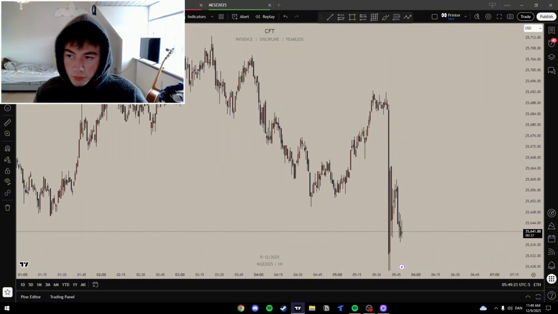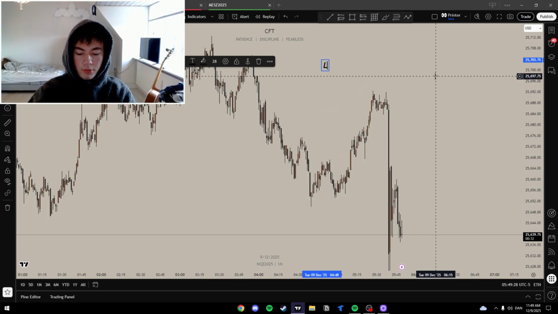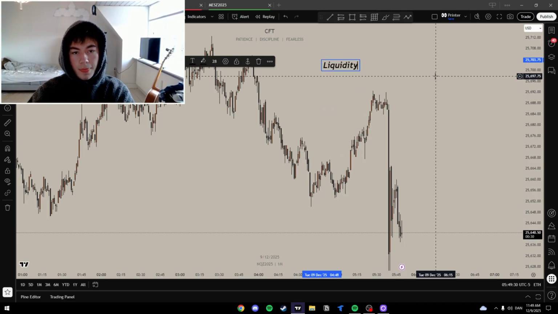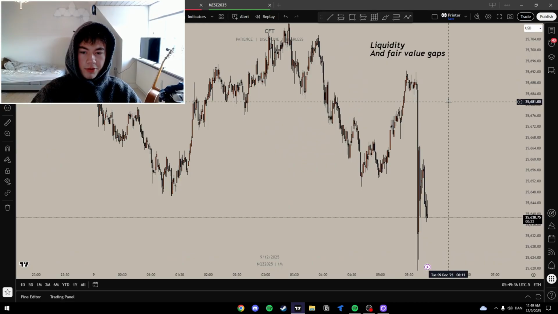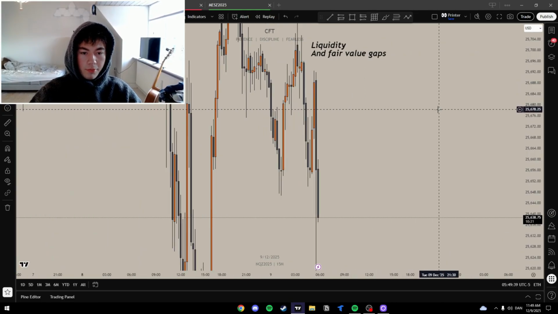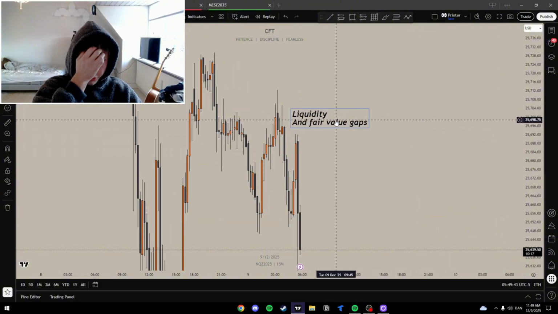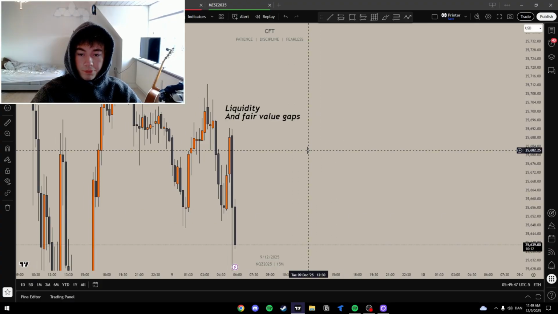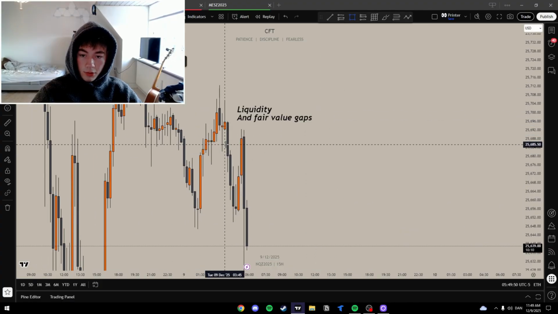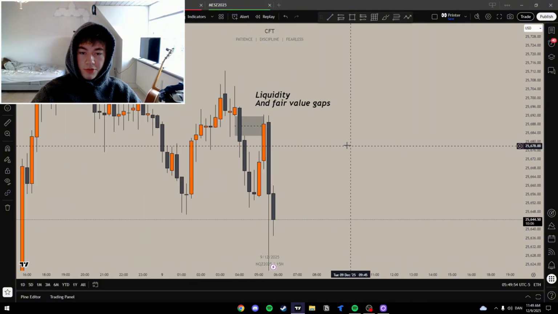Alright, so what I focus on when I trade the retracement model, I just focus on liquidity and fair value gaps as well. That's the main thing I focus on when trading this model. Let me just break down what the retracement model is and what I aim for. When I play the retracement models, I usually target unfilled fair value gaps, as you can see right here.